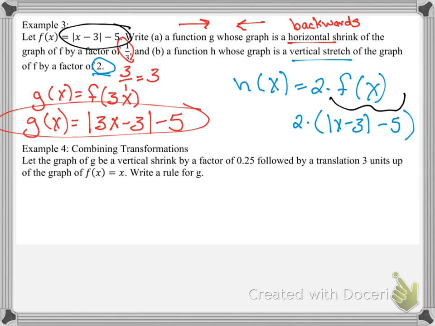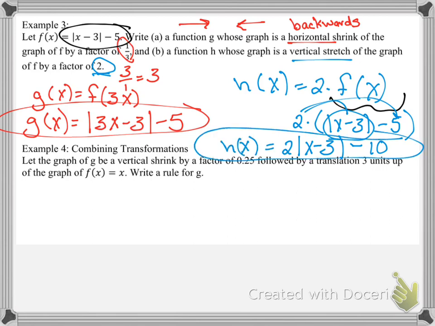So I have to distribute that 2 to this thing and the 2 to that negative 5. So I'd have 2 times the absolute value of x minus 3. You can't distribute into an absolute value. Well, you kind of can, but we're not going to. That's just confusing right now. So here's my new function. This function has a vertical stretch, stretching it up and down by a factor of 2. So basically it stretches it twice as far from the x-axis.